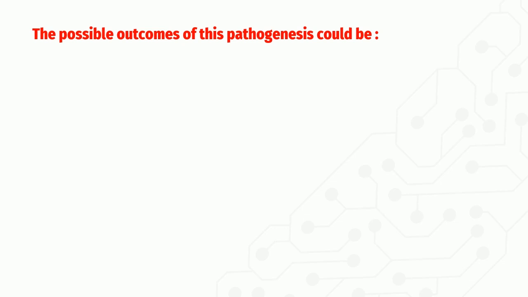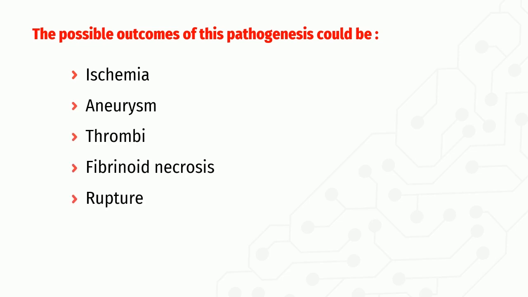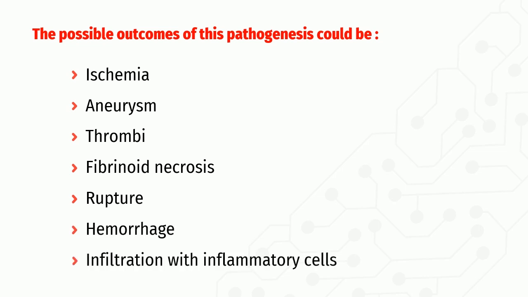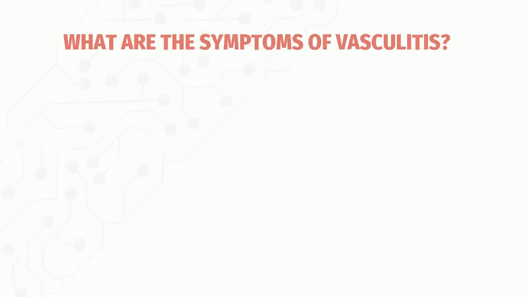So the possible outcomes of this pathogenesis could be ischemia due to occlusion, aneurysm, thrombi, fibrinoid necrosis, rupture, hemorrhage, and even infiltration of the vessel wall with inflammatory cells. What are the symptoms of vasculitis? The possible clinical manifestations are variable.